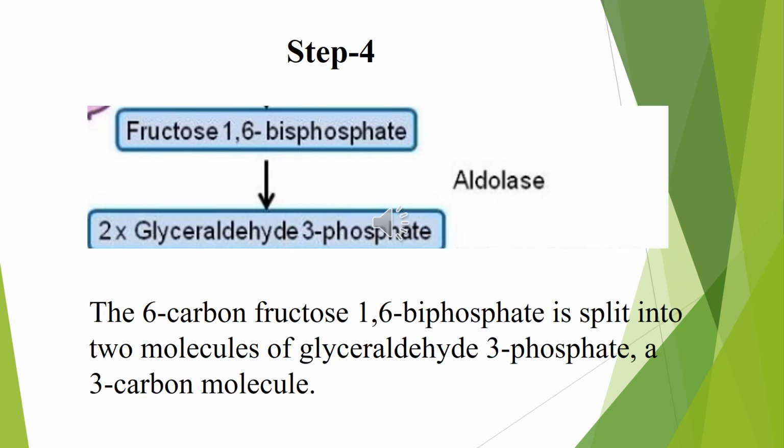Step 4. Fructose 1,6-diphosphate is cleaved into two molecules of 3-carbon compounds in the presence of the enzyme aldolase. The two 3-carbon compounds formed are 3-phosphoglyceraldehyde and dihydroxyacetone phosphate. These two compounds are interconvertible and it is catalyzed by the enzyme phosphotriose isomerase.